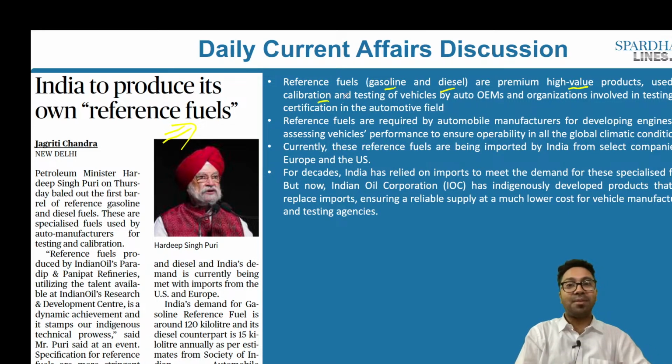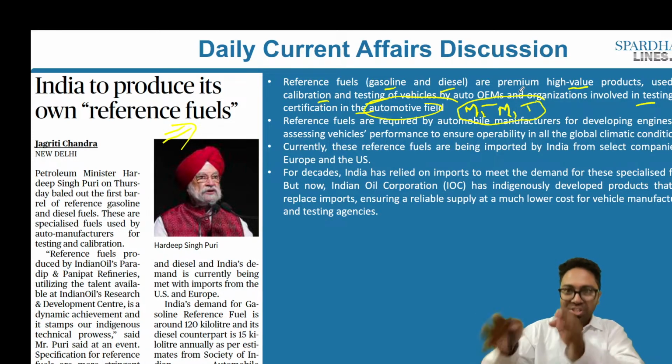They are used for calibration and testing of vehicles by auto manufacturers and organizations involved in testing and certification in the automotive field. So these reference fuels are nothing but fuels that are used by automobile manufacturers. Let's say for example, we have Maruti Suzuki, or for example Mahindra, or for example Tata. These are used by the manufacturers to test the engine of the vehicle.